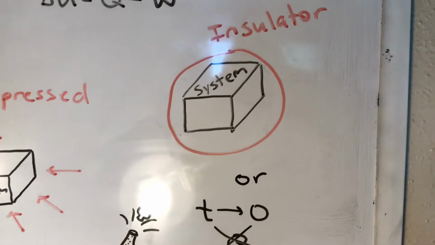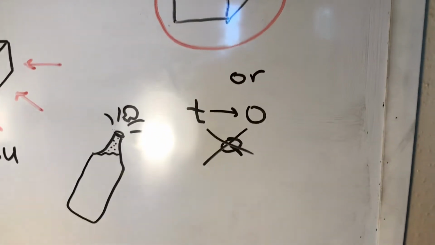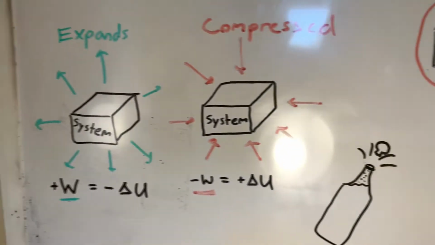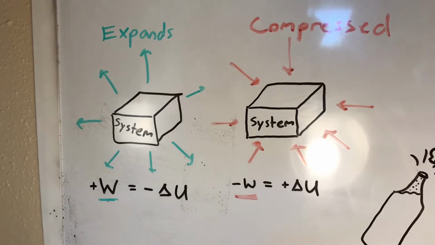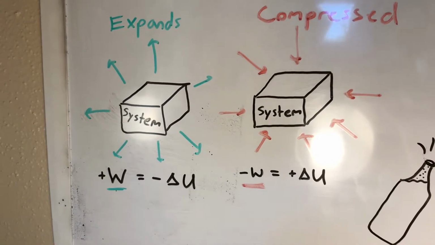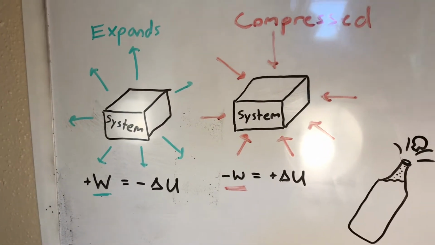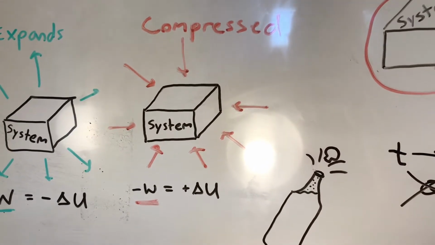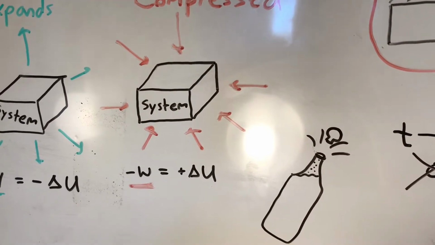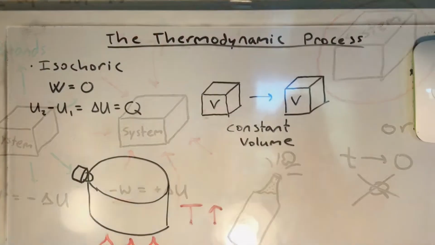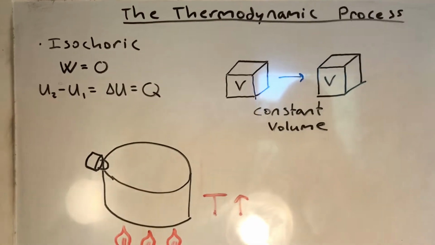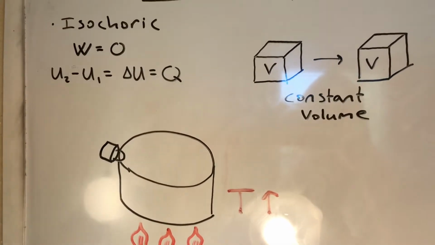One way this can happen is where you have a system with an insulator, where there's not enough time for heat to exchange. An adiabatic process that expands causes positive work on the surroundings with a negative change in internal energy, or a compressive adiabatic process has negative work and a positive change in internal energy.